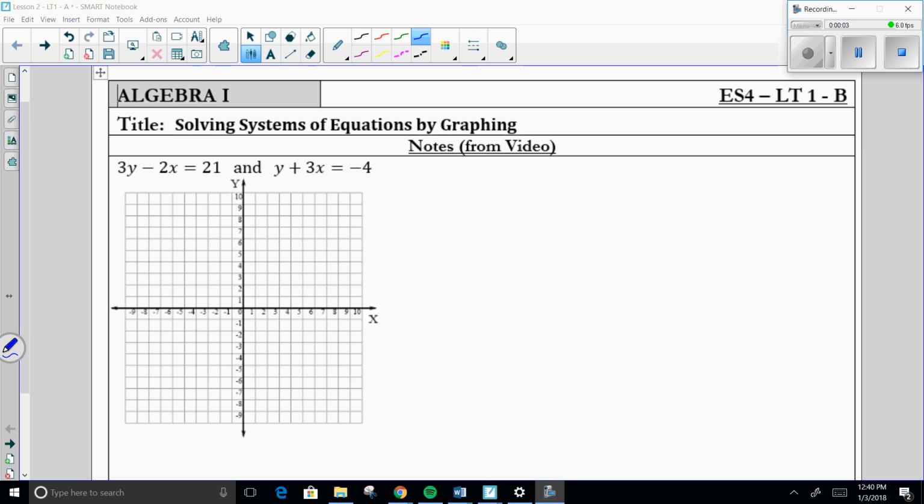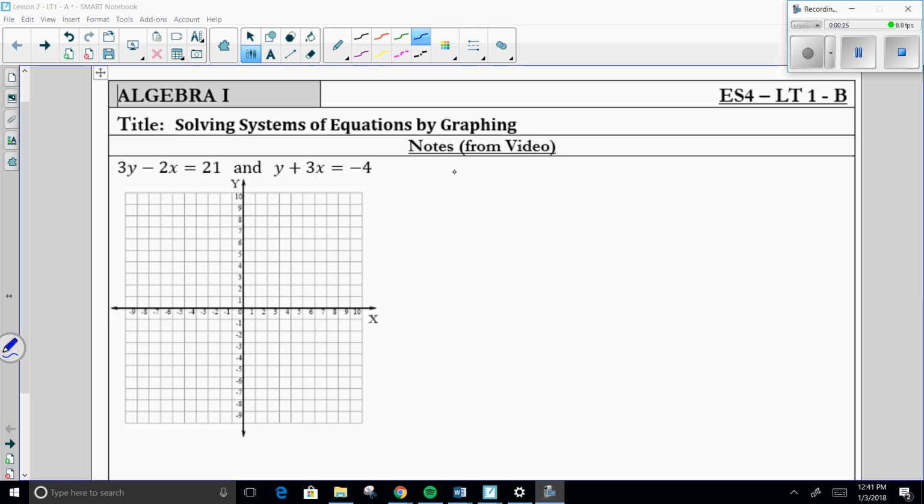Okay, this video is going to be solving a system of equations by graphing. Remember, a system is two or more equations with the same variables. Notice at the top of the page here, we have one equation and we have two equations. They both have x and y. So we're going to solve the system of equations.